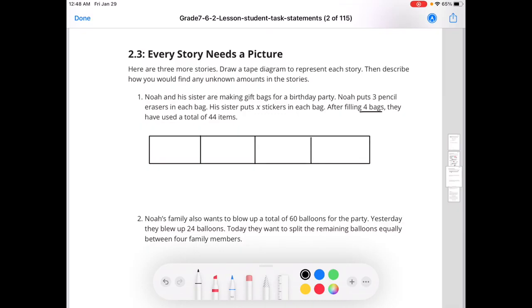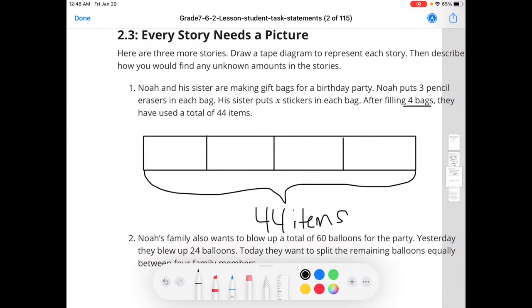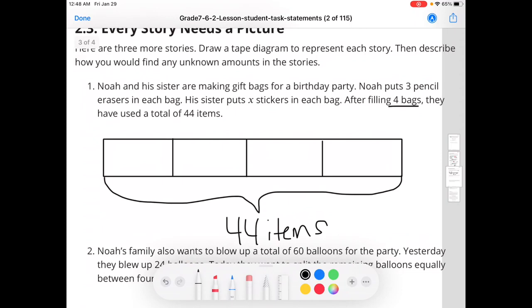Okay, we know that the total of this tape diagram represents 44 items. We also know that Noah puts 3 pencil erasers in each bag. So here's his 3 pencil erasers. And his sister puts an unknown number of stickers in each bag. So we got to add her stickers to each bag.